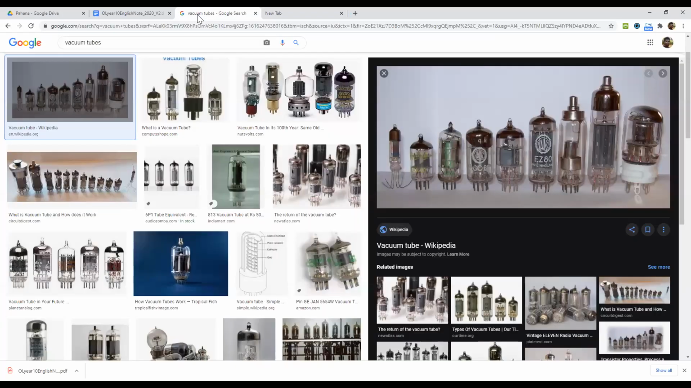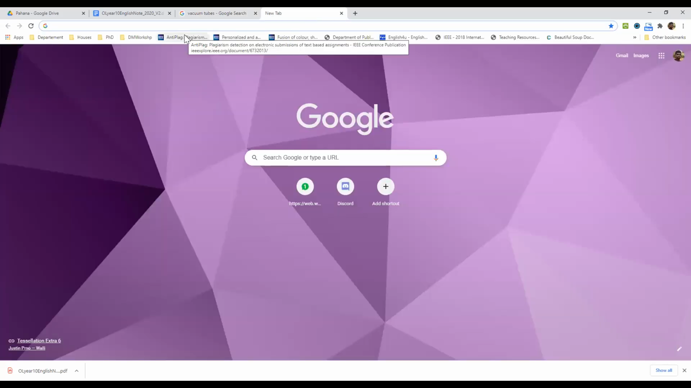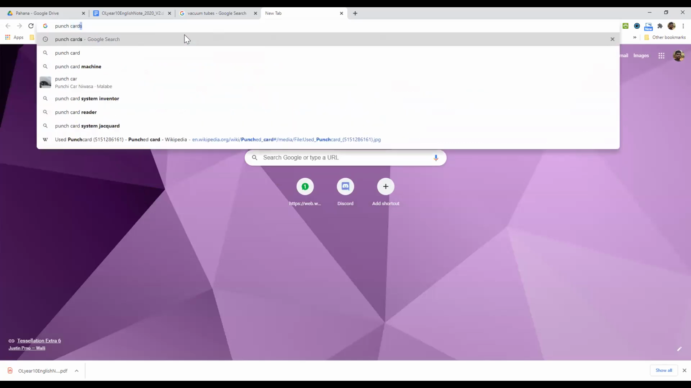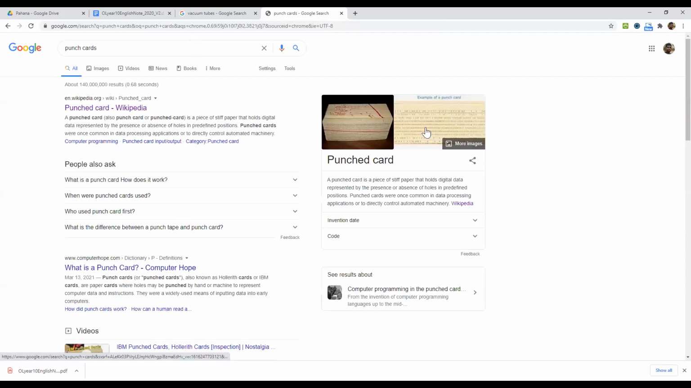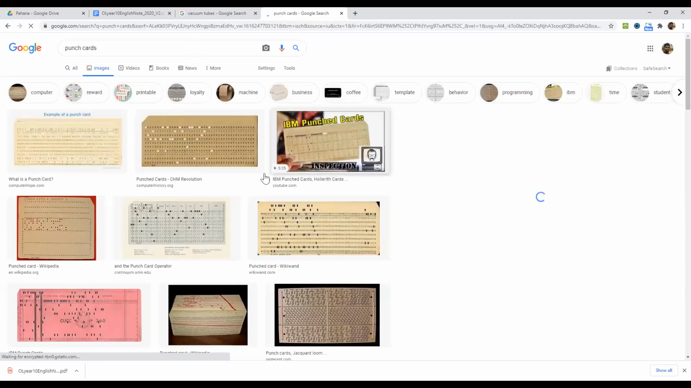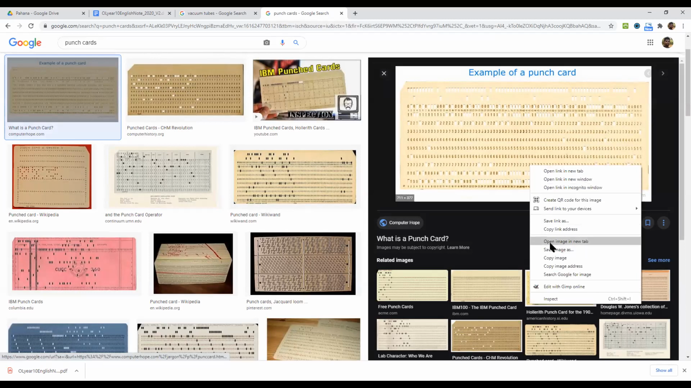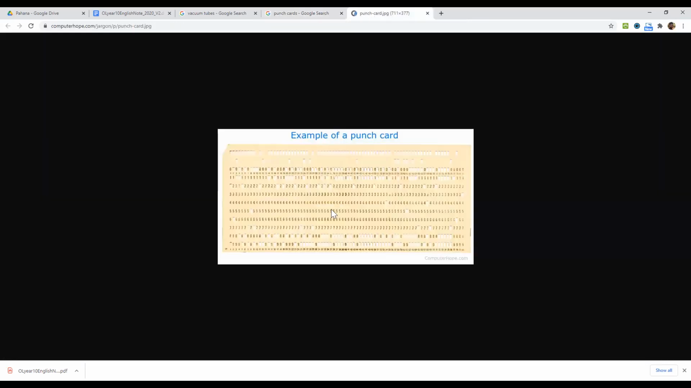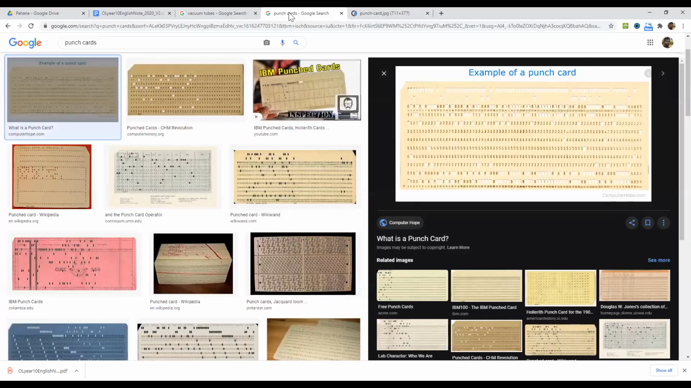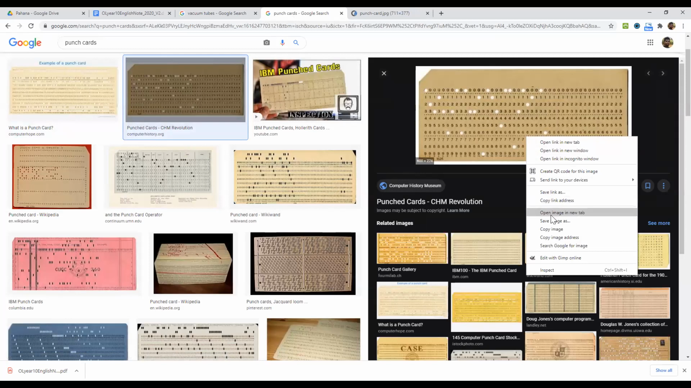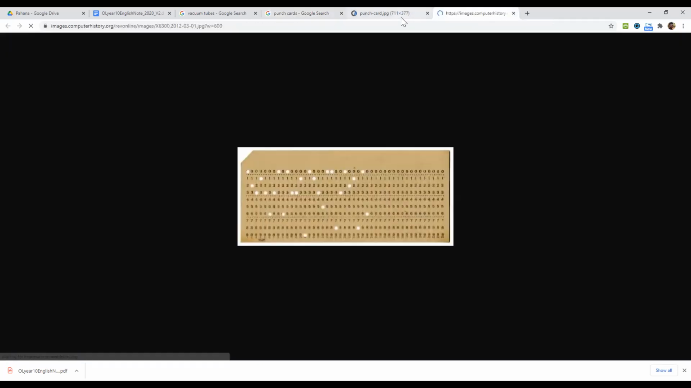So we had vacuum tubes as the main electronic device, and for input and output, we had punch cards, right? Punch cards are nothing but a bunch of numbers, and then you punch holes like this. Let me open a separate tab, something similar to this one. Let me have a bigger one. Yes, something like this. Now you'll see here.